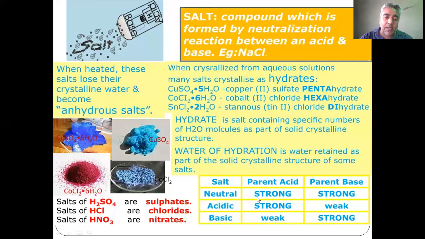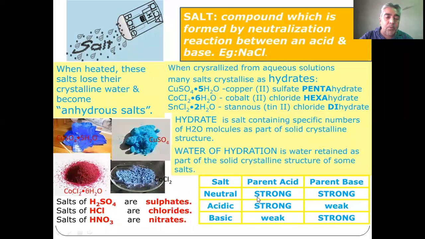So here are some salts. As I have told you, salts may be neutral, acidic, or basic. If the parent acid is strong and the parent base is strong, then the salt becomes neutral, for example NaCl. If the parent acid is strong and the base is weak, then the salt becomes acidic. If the parent base is strong and the parent acid is weak, then it becomes basic.